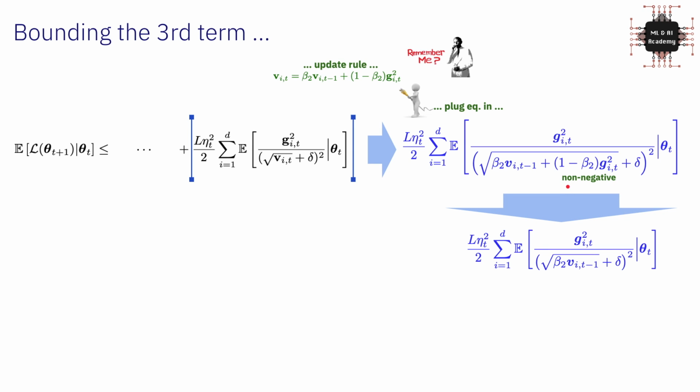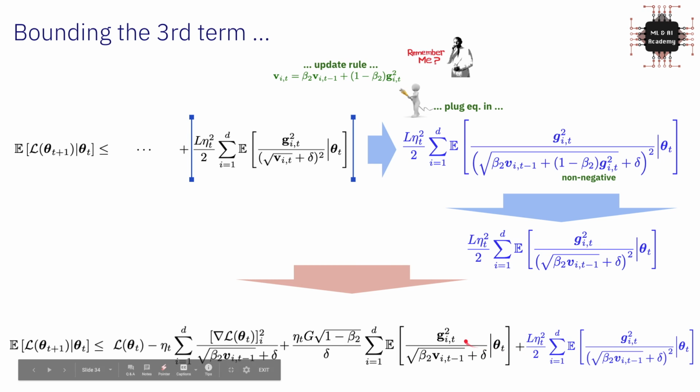Now with that, we again play the same trick we did before, right? So we realize that this is non-negative, and if this is non-negative, we can bound this as we did before. So the bound will look like g_it squared over square root, so less than, of course, there should be a less than here. So this is less than g_it squared over square root of beta 2 v_it minus 1 plus delta, all squared. So what we've done is again just use the fact that 1 over square root of A plus B will be less than 1 over square root of A.